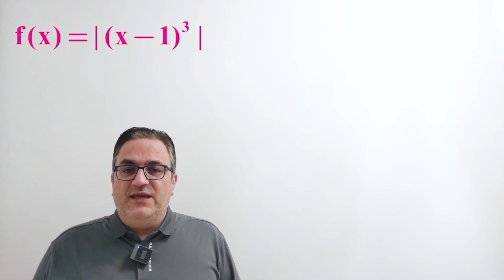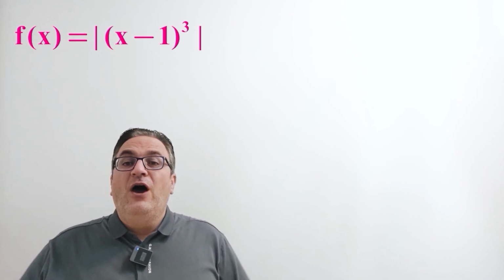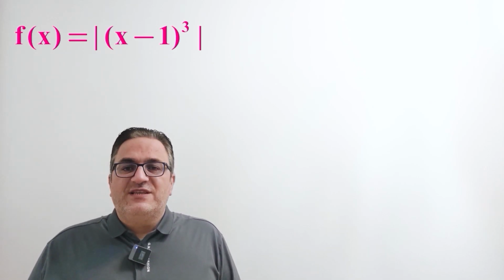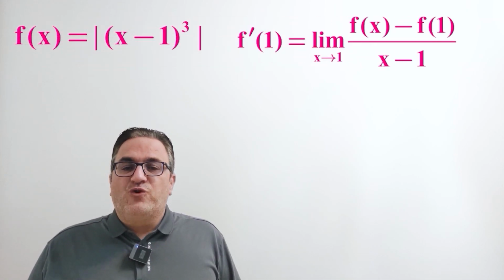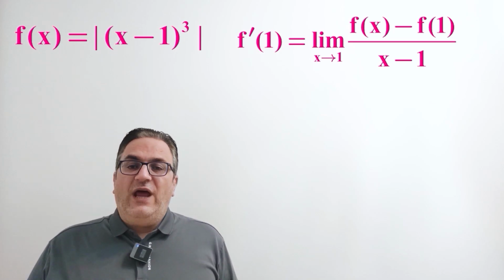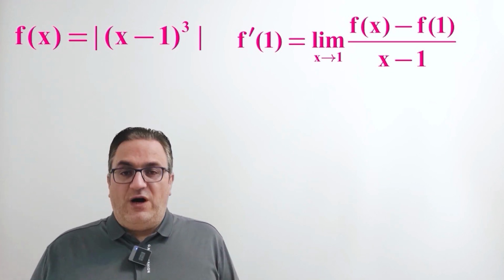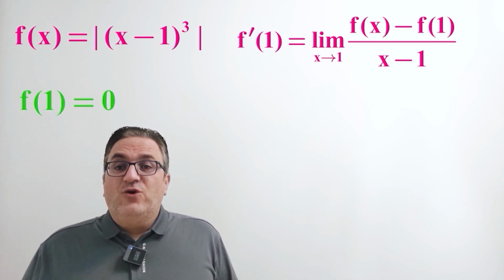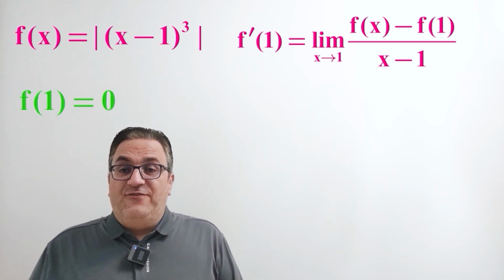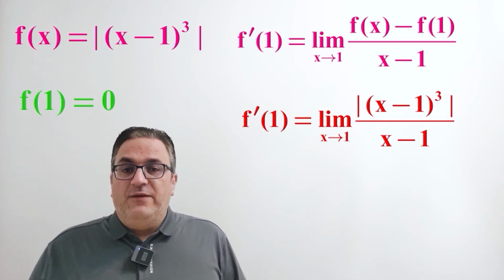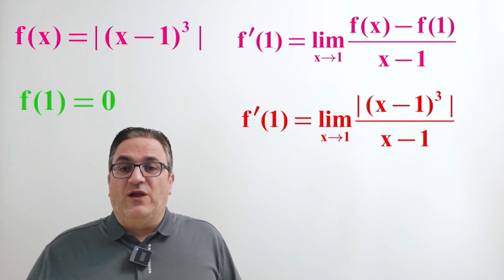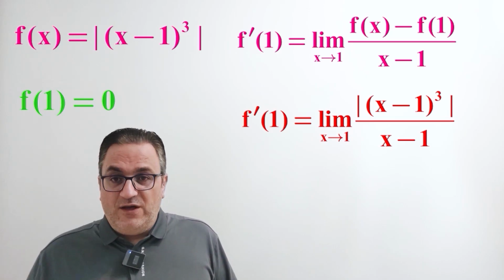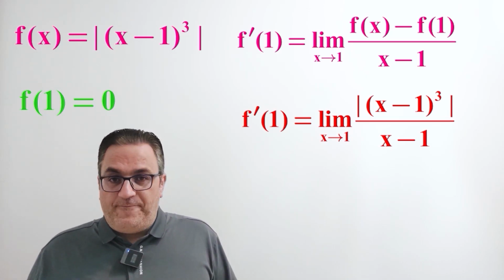Now let's try the second one. f of x equals the absolute value of x minus 1, whole cubed. We use the same formula, means f prime of 1 equals the limit of (f of x minus f of 1) over (x minus 1) as x approaches 1. And again, we know that f of 1 equals 0. So we have f prime of 1 equals the limit of the absolute value of x minus 1 whole cubed over x minus 1 as x approaches 1.